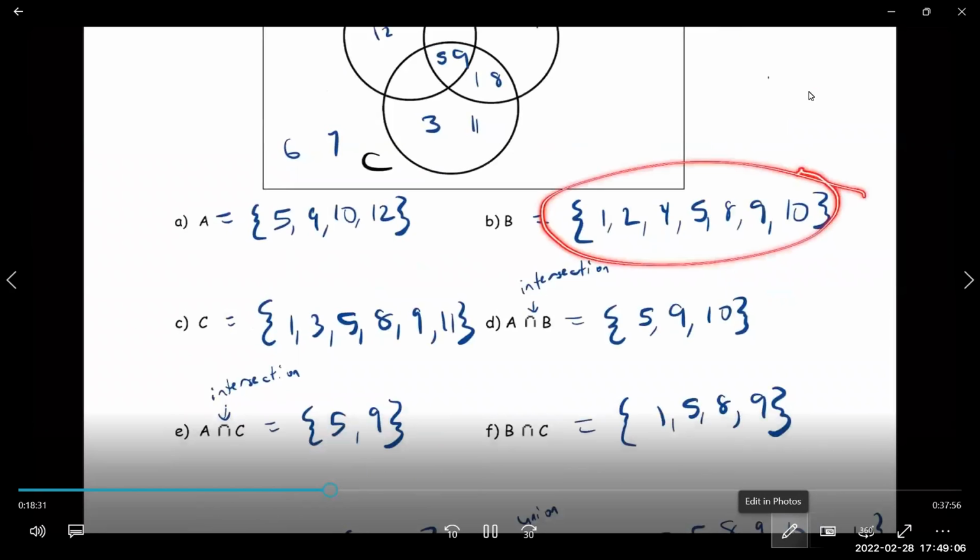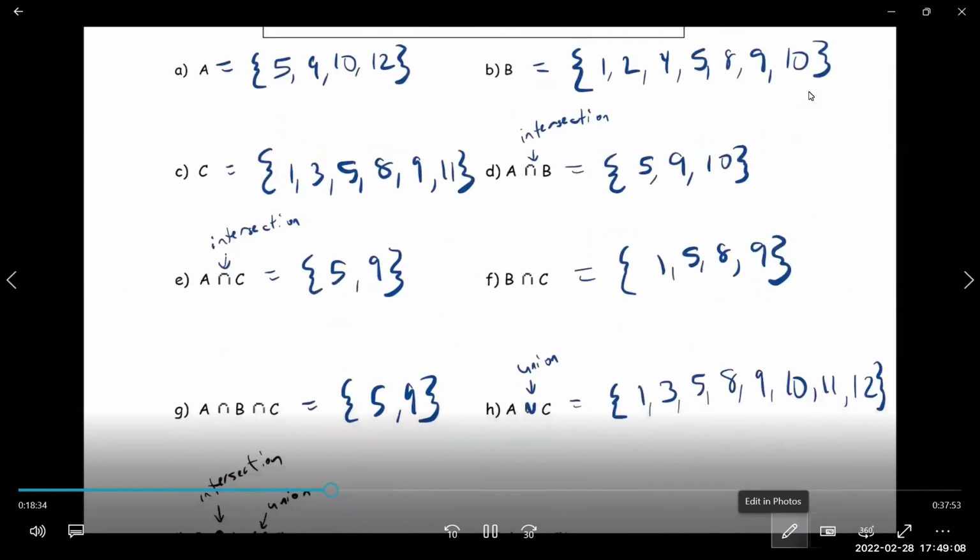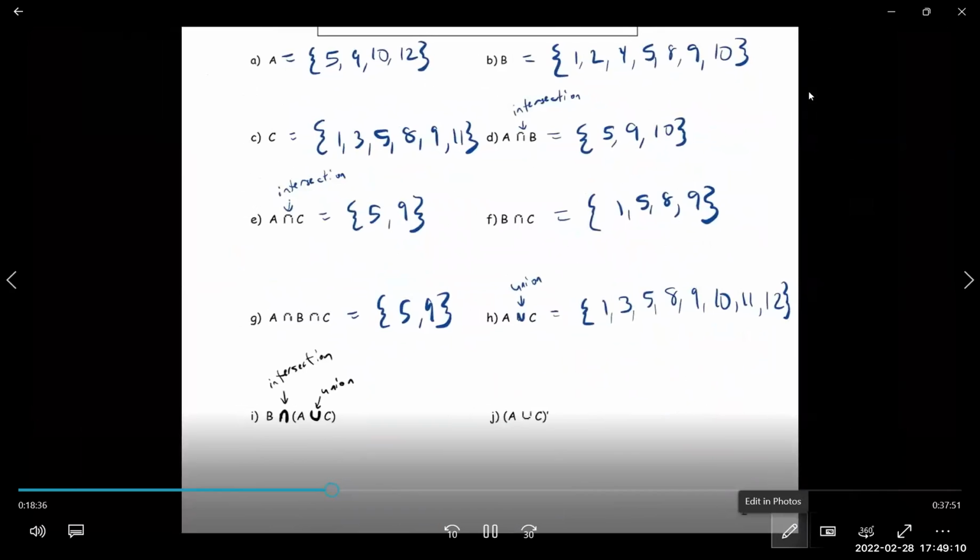Well, B is over here. So I'm just going to write the 2 sets. B is going to be 1, 2, 4, 5, 8, 9, 10. That's set B. Intersect A union C. That's over here. So I'm just going to copy that. 1, 3, 5, 8, 9, 10, 11, 12.